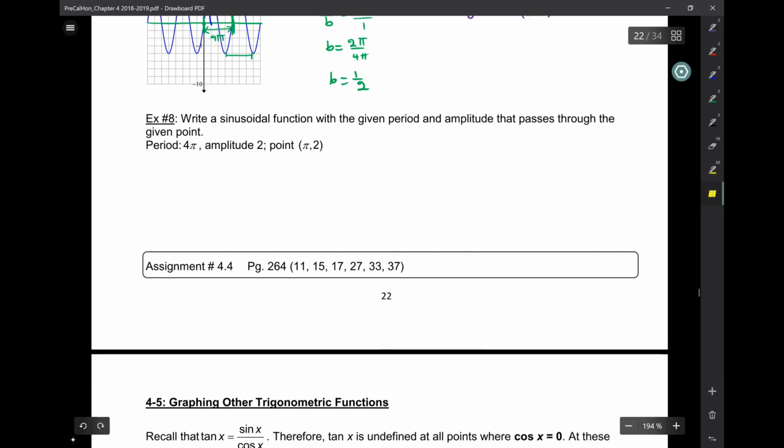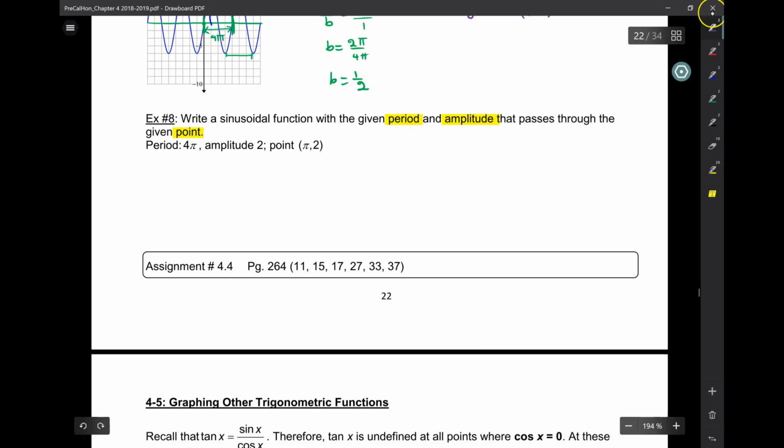So we're going to write another function given some of this information. This time we're given the period, the amplitude, and a point that it passes through. So this is a little bit different. Most of the time the amplitude is just given to you. Okay, so it passes through the point pi, comma 2. So x is pi, y equals 2, right?